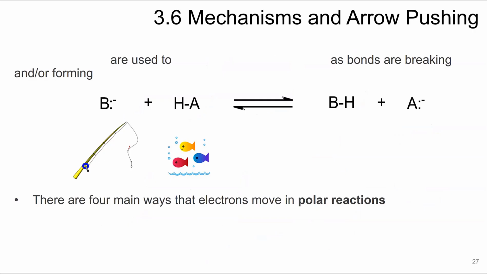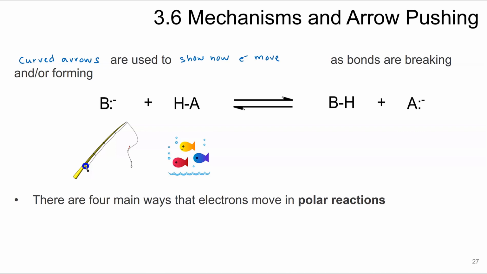The ways that we're going to see reactions occur are using curved arrows. These are used to show how electrons move as bonds are breaking and forming.